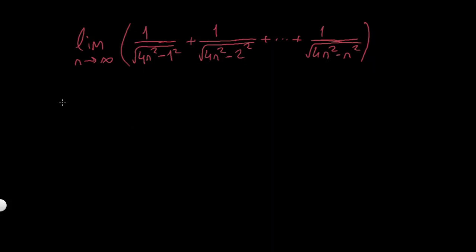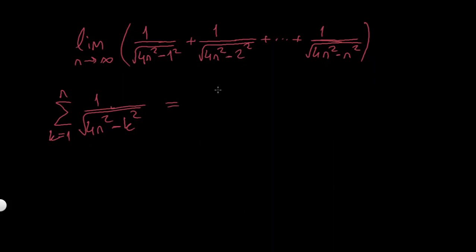So first of all, this sum looks like this: I have 1 over the square root of 4n squared minus k squared, and k goes from 1 to n. Let's try to see if I can make it look like a Riemann sum.